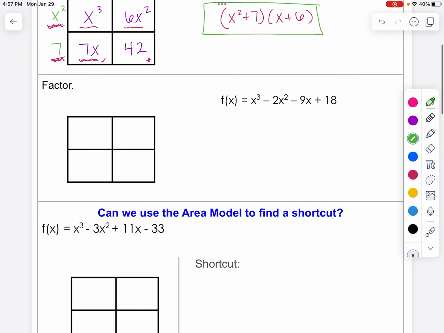Let's try another one using the box method. So I'm going to fill in starting with x cubed and then going in order. And I'm going to start by factoring out the GCF. I'll start with the first row. x cubed and negative 2x squared, their GCF would be x squared. All right, and now for negative 9x and 18, I could factor out a negative 9.